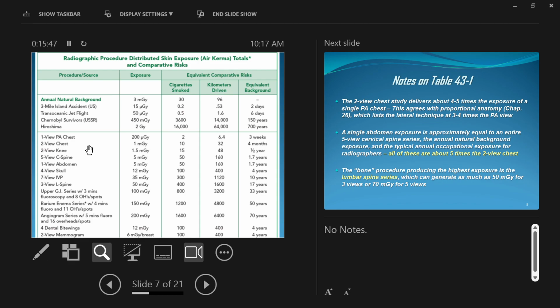Again, let's put that into other equivalent risks. It's equivalent to smoking 10 cigarettes, yeah? Or driving 32 kilometers. It's dangerous to drive, right? 32 kilometers is equivalent to 10 cigarettes worth of risk. That's a lot. But there you go.